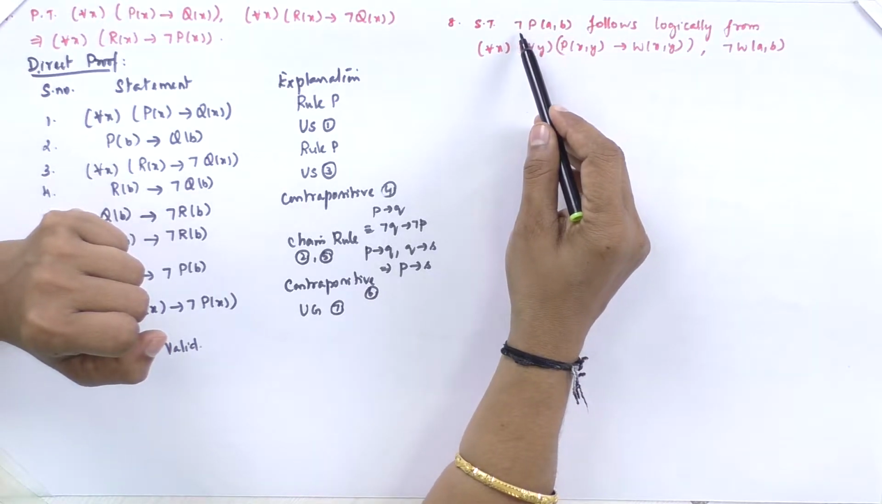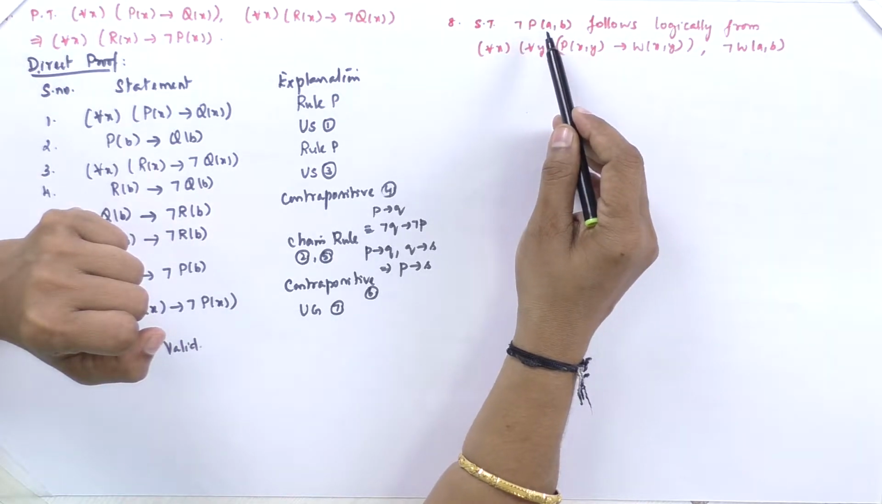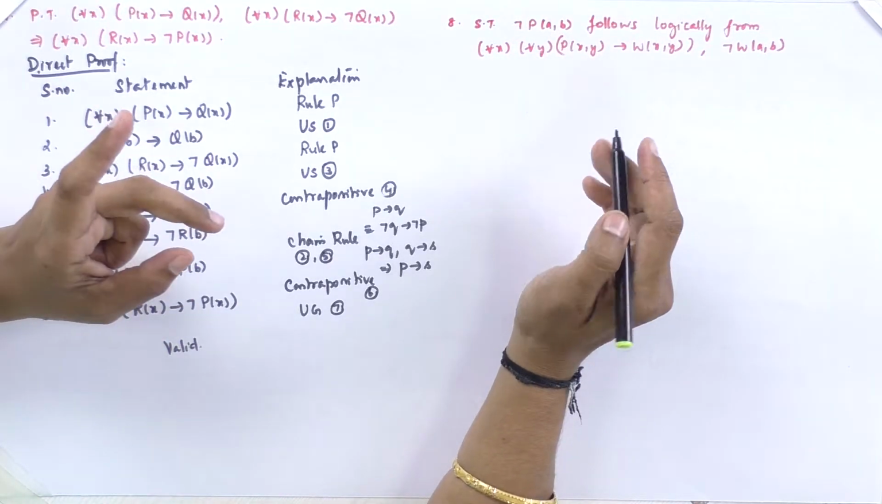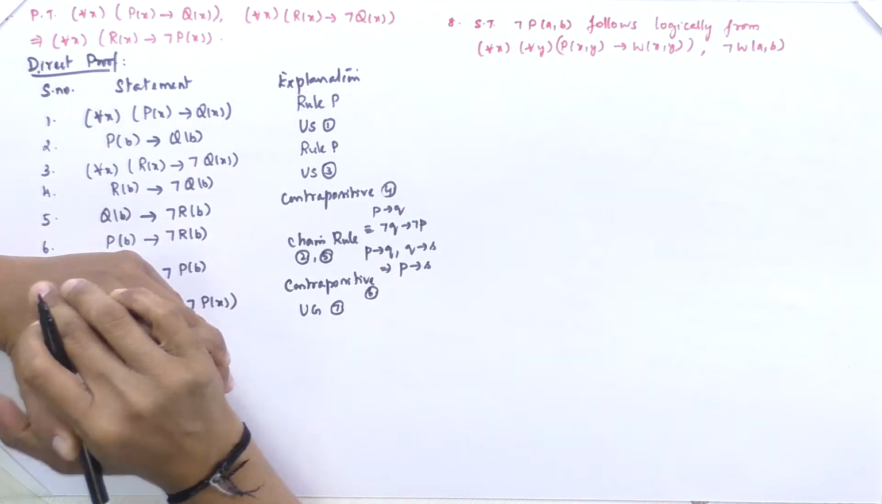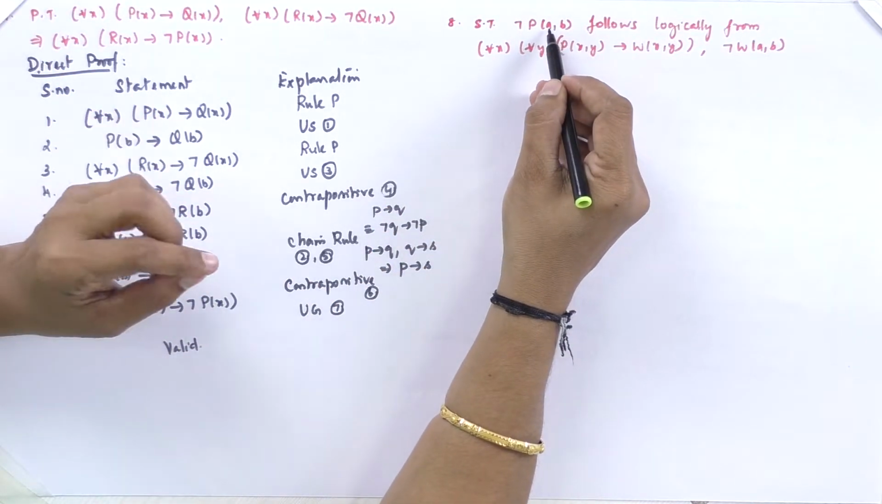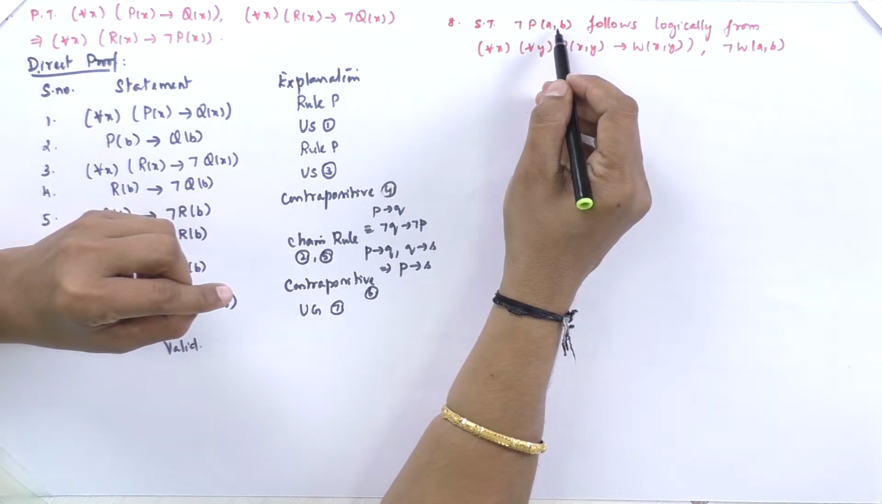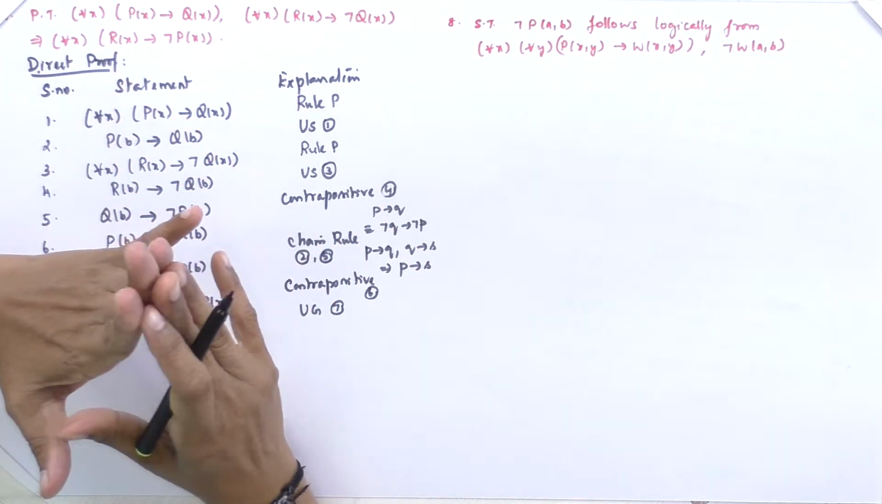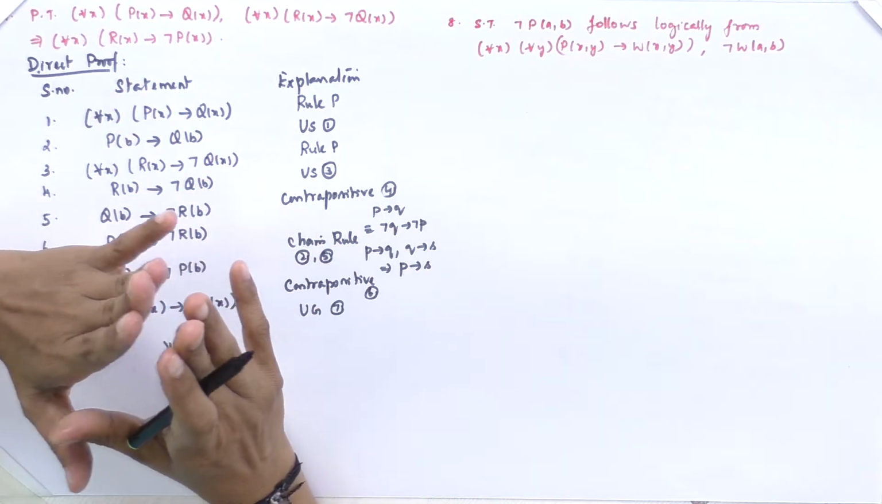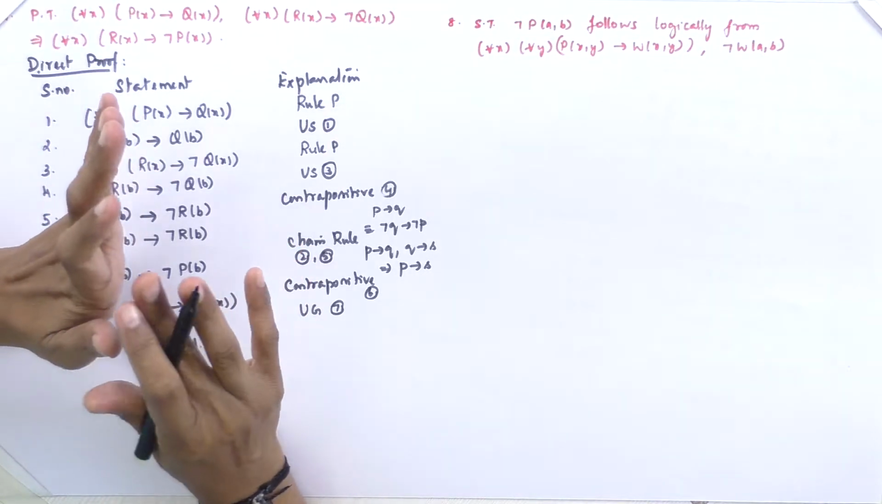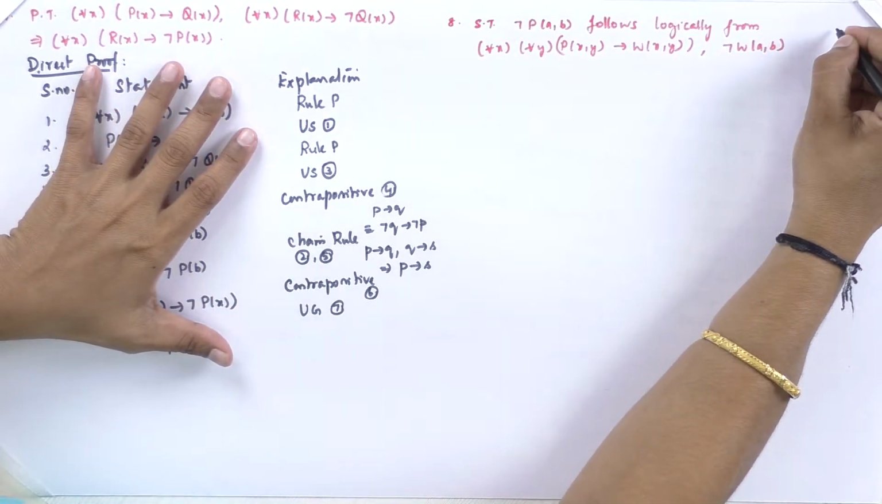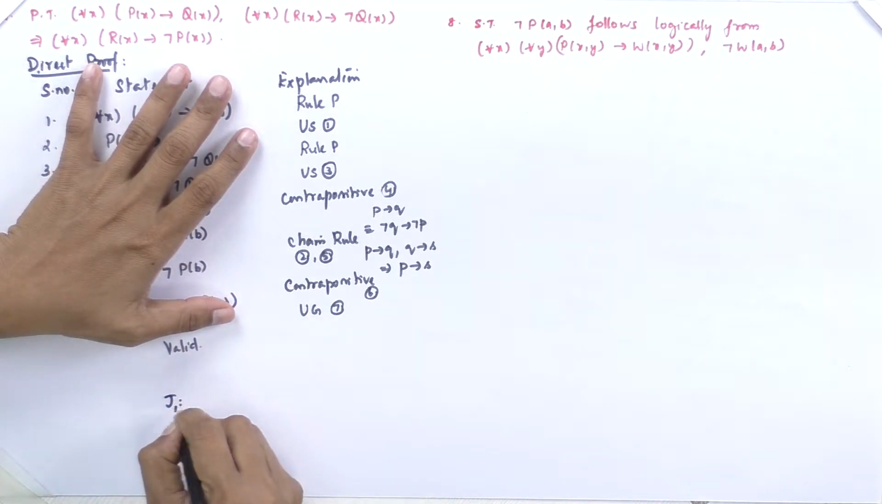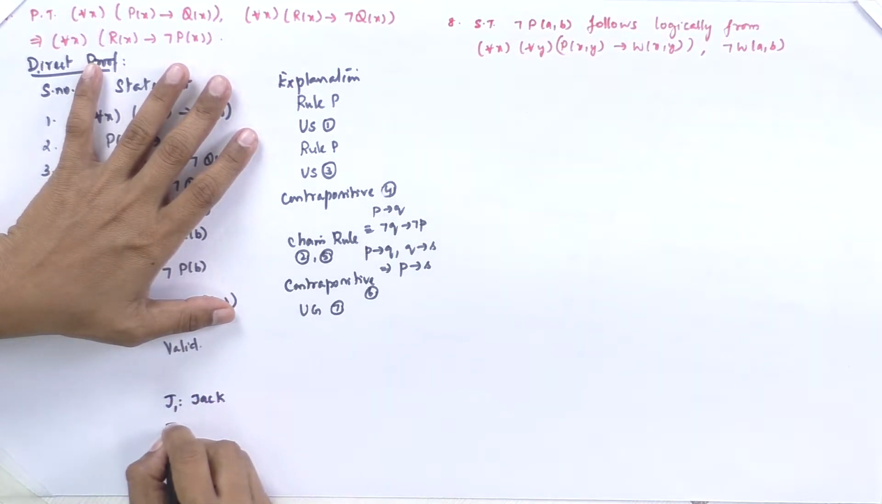Likewise here also, just look at the statement. We have negation P of A comma B, which means it is a two-place predicate term. How do I say that it is a two-place predicate term? There are two subjects connecting to a predicate term. I have also given an example: Jack is taller than Jill. Jack we can represent as J1, and Jill as J2.